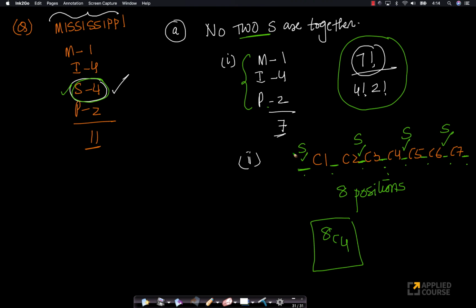So now what am I doing? In my second step, I'm picking 4 out of 8 positions and placing my S there. So what is the total number of ways in which I can rearrange this string such that no two S are together? It is 7 factorial by 4 factorial into 2 factorial into 8C4. That's it, right? This is a slightly tricky but a very interesting question.